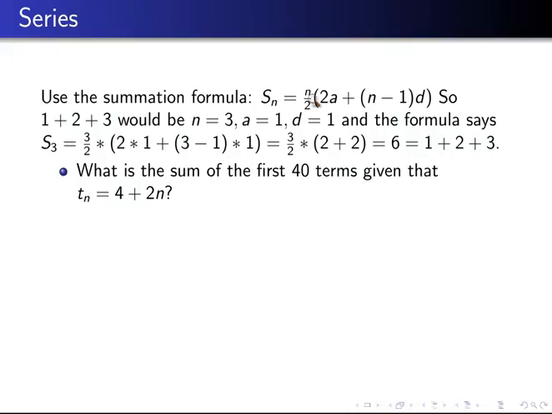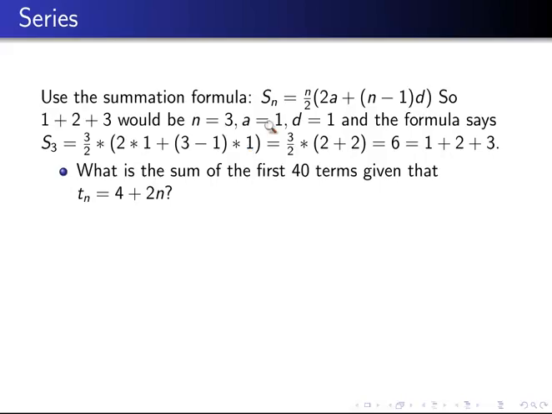What I like doing is trying it out on a very simple example where you can see what's going on. Say we were looking at 1 plus 2 plus 3. You can do that in your head. So how would I describe that as an arithmetic sequence? Well, n is equal to 3 because there are 3 numbers. A is equal to 1, the initial term. D, the common difference, is equal to 1, since I'm jumping in steps of 1.